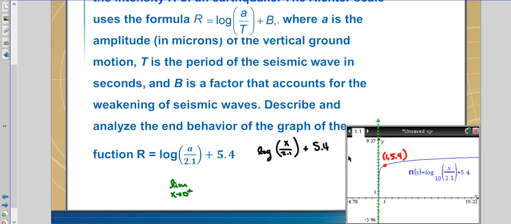They called this function f of x, they called it R. So I'll do R. As we go to 0, excuse me, the right side of 0, our graph goes down to negative infinity. And now as I do the limit as x approaches positive infinity, the Richter scale goes to positive infinity. So on the right side of 0, it goes down to negative infinity. Going to the right, it goes up to positive infinity.